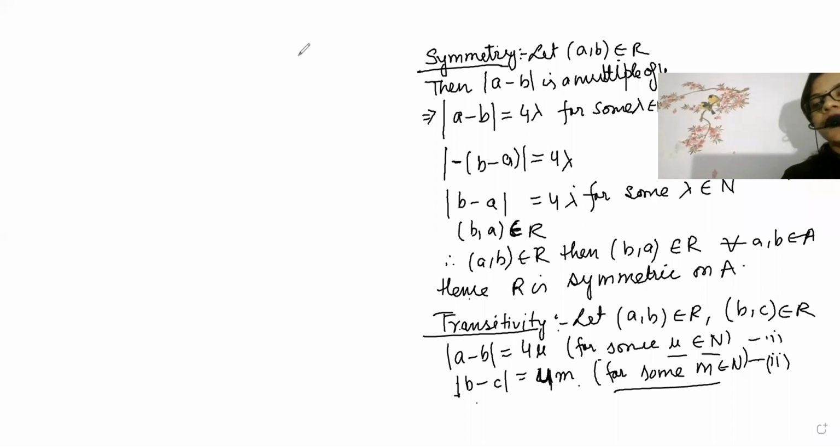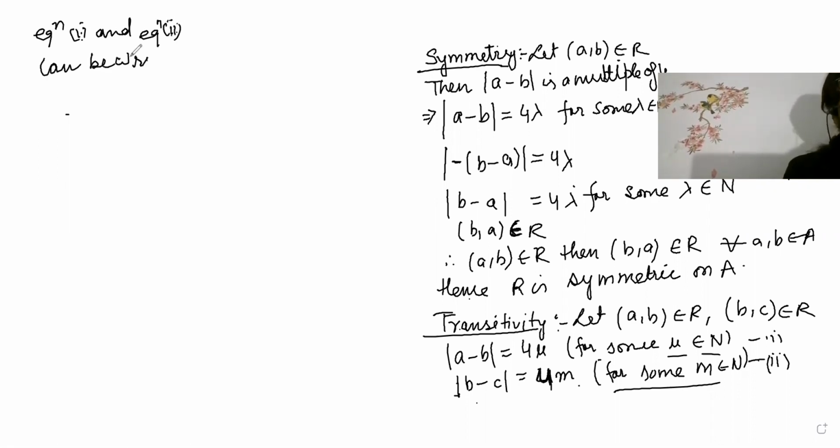So now beta, equation 1. Equation 1 and equation 2 can be written as, now look here, modulus of A minus B is equal to 4 lambda.